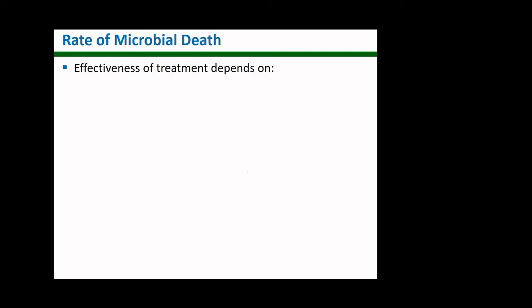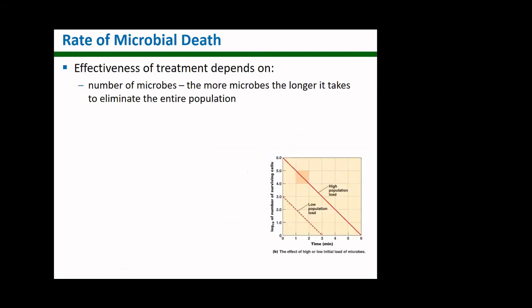All right, so let's talk about how effective different treatments are and what can change that effectiveness. So the number of microbes that you start with is a big one. It's a numbers game. If you start with a small population, it's going to be faster to kill. If you have a higher population, it's going to take longer, right?